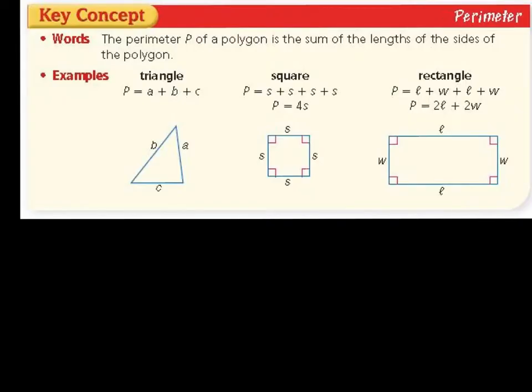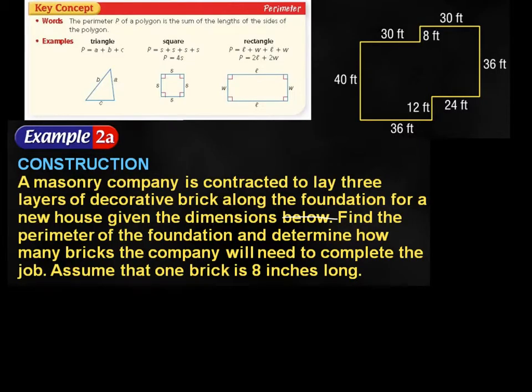Perimeter is just the distance around a polygon. The perimeter P of a polygon is the sum of the lengths of the sides of the polygon, and they show examples of a triangle, square, and rectangle. A masonry company is contracted to lay 3 layers of a decorative brick along the foundation for a new house with the given dimensions above. Find the perimeter of the foundation and determine how many bricks the company will need to complete the job. Assume that one brick is 8 inches long.